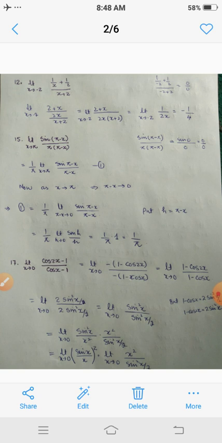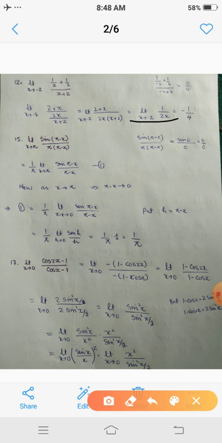Cancelling 2 plus x and 2 plus x in the numerator and denominator, we simply get limit x tends to minus 2 equals to 1 upon 2x, that is 1 upon 2 into minus 2, because 2x is here a polynomial and it is not 0, so this means that we can directly substitute x equals to minus 2 in this, so that is why the limit is minus 1 upon 4.